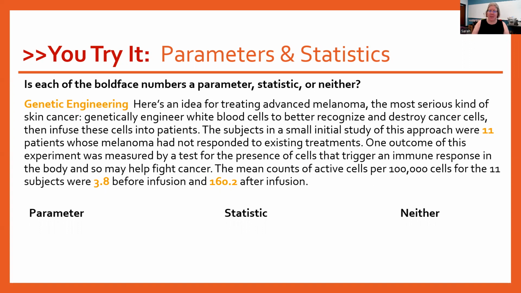These last two are probably the easiest right off the bat because these are coming from that 11 people in our sample. And it says they calculated an average or mean before and after. So we know it's calculated, we know it's coming from the sample. So that 3.8 and the 160.2 are both going to be considered statistics.